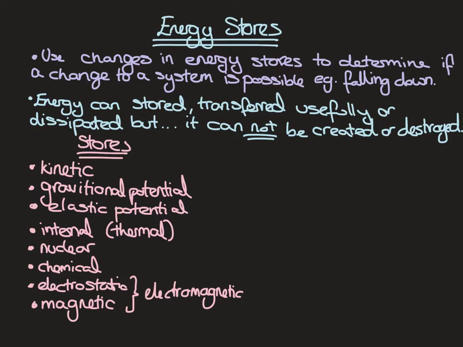And then the final two stores, depending on whether you're doing GCSE or A-level or IB, and potentially what syllabus you're doing as well, could either be known as one store or two stores. So you could have the electrostatic store, which is the store of energy if you've got opposite or like charges attracting or repelling. And you've got the magnetic store, which is the store of energy if you're, for example, holding two magnets close to each other. But it turns out, as we go a little bit further through physics, that you could refer to them as the electromagnetic store, because those two fields are connected.